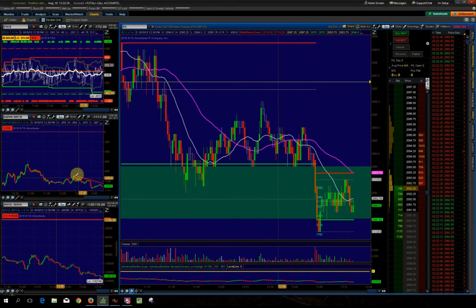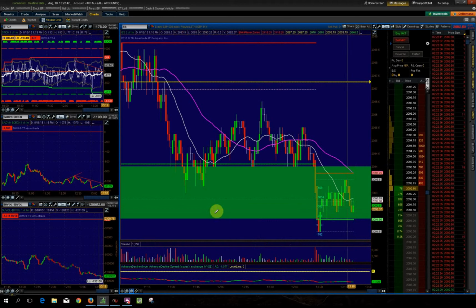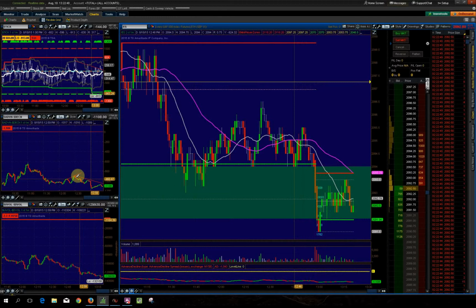And also the AD line is still slanted to the downside, right? So these are still good signs for me to hold my shorts. But again, if I wouldn't have gotten short up here after seeing the internals deviate or diverge, right?